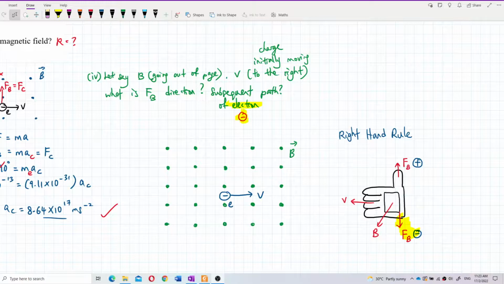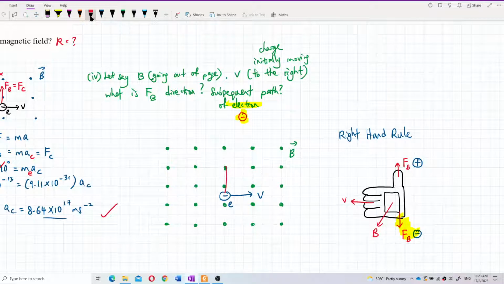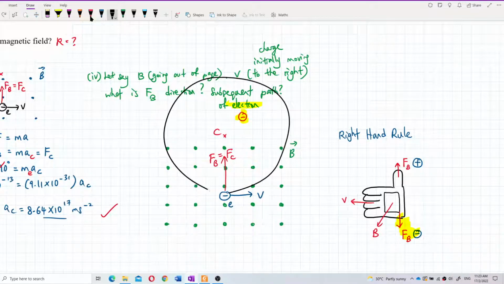Understand? Okay, that's all for this part. Wait, hold on a second. Let me draw it again over there. We reach the conclusion that the magnetic force is going upward. This magnetic force becomes the centripetal force, so the center of the circle is over here. It makes a circular path at the top. So is this path clockwise or anti-clockwise?